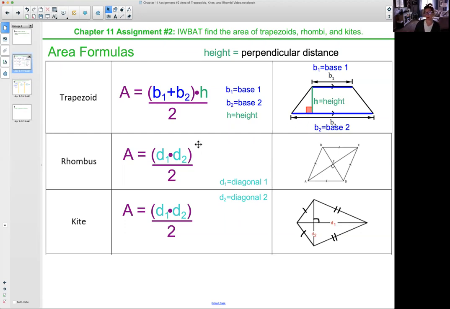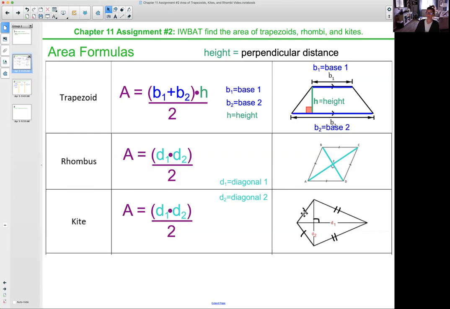Then for the rhombus and the kite, they have the same area formula as one another, and that formula uses the diagonals. So the diagonals of a rhombus and a kite are going to go through the shape, and they're going to connect opposite vertices. So you've got diagonal 1 times diagonal 2. Again, it doesn't matter which order you put these in. Either one can be diagonal 1 and the other diagonal 2. Multiply those together, divide by 2, and you have the area.